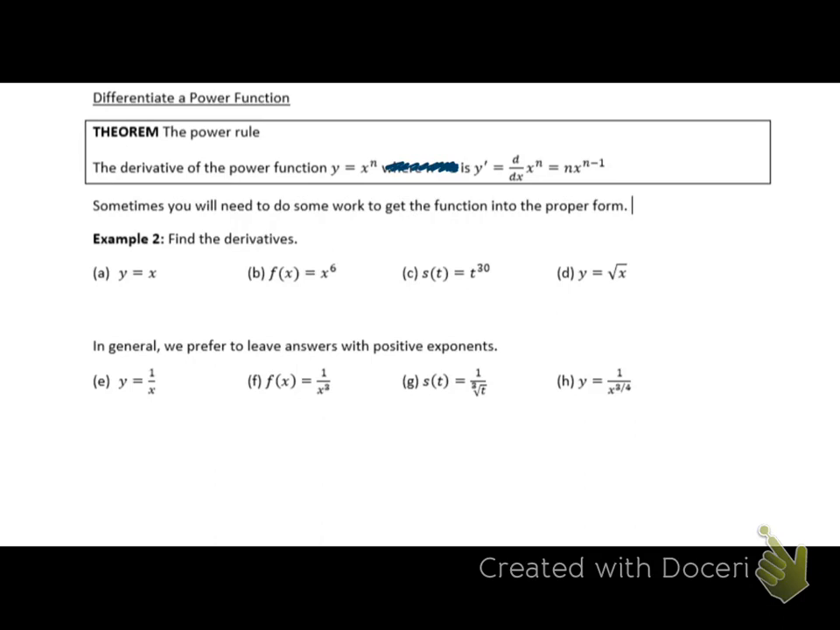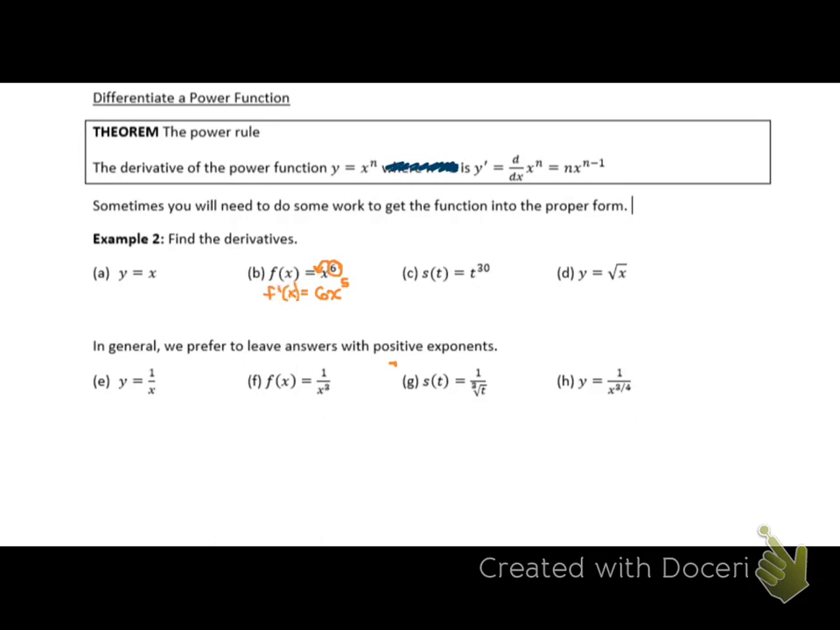So I'm actually going to start with example B because it ends up being a little bit more straightforward to look at. When you use the power rule, you're going to take the exponent, move it to the front, and subtract 1 from your current exponent. That's it. So if we look at this problem, we take our 6, we move it to the front, so we get 6x, and we subtract 1 from 6 to get 5. That's f prime of x.